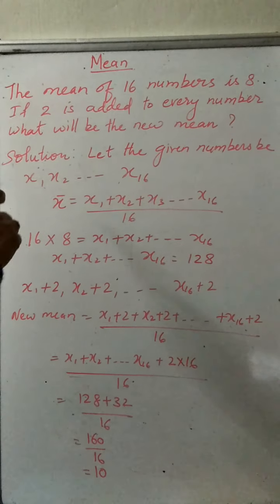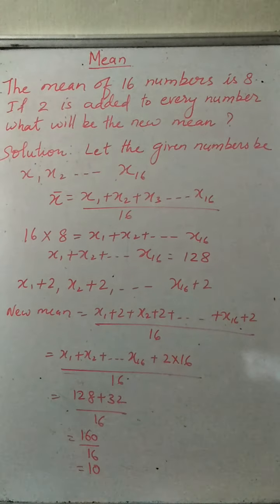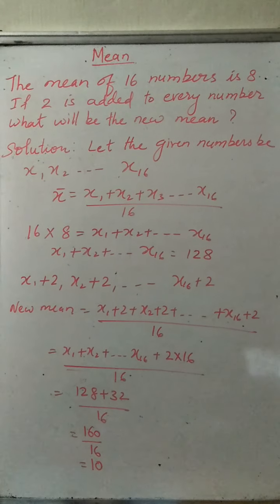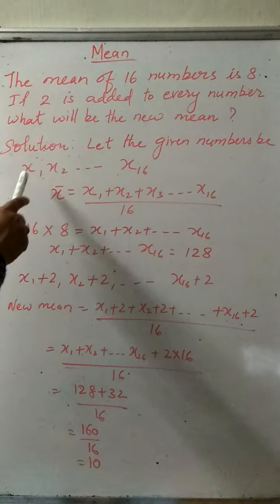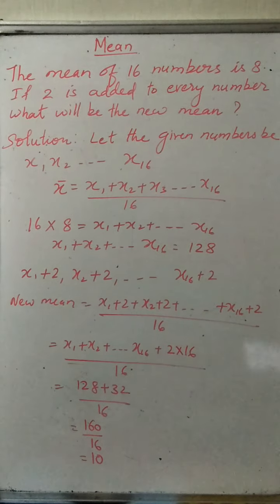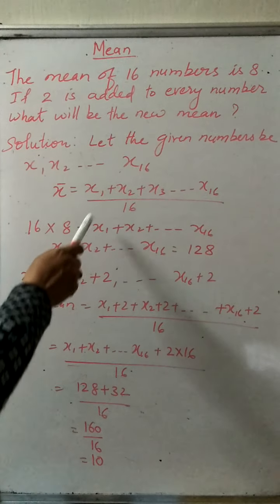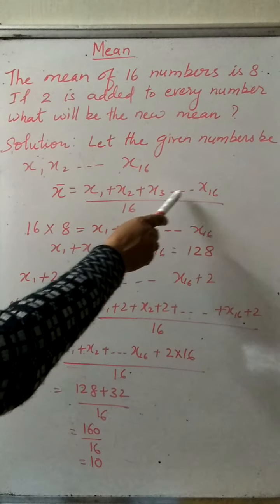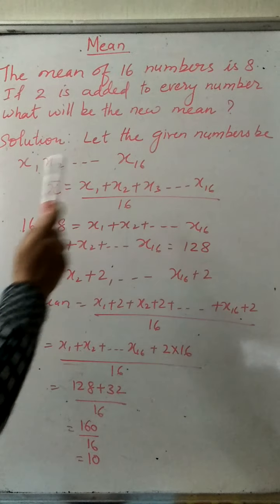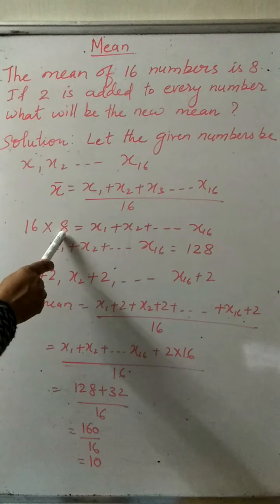The mean of 16 numbers is 8. If 2 is added to every number, what will be the new mean? This is the question. Now let us suppose that x1, x2, x3 up to x16 are the observations whose mean is 8. So the number of observations is 16. So x1 plus x2 plus x3 up to x16, divided by 16, and the mean given is 8. So here I have written 8.